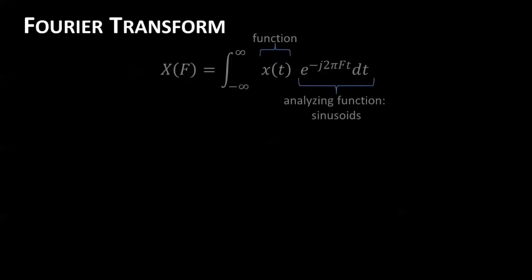You're multiplying a function, or in our case the signal, by an analyzing function, which in our case are sinusoids. Wherever the function and the analyzing function are similar, they'll multiply and sum to a large coefficient. And wherever they are dissimilar, they'll multiply and sum to a small coefficient. Now we can represent the sinusoids, the analyzing function, as a complex exponential.